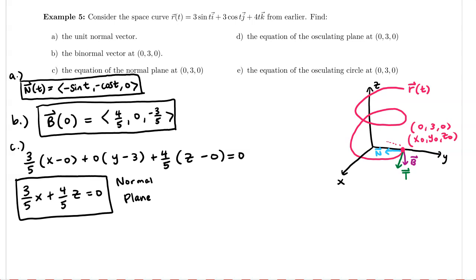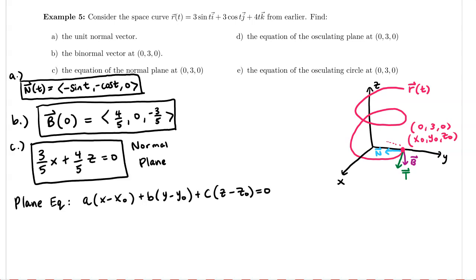All right, so for part C, as a final answer, we get 3/5 x plus 4/5 z is equal to 0. That is the equation of our normal plane. Part D says find the equation of the osculating plane at (0, 3, 0). So once again, if you look at the graphic on the previous page, you see that the osculating plane is the one that contains the tangent and the normal vector. So let's try to do that.